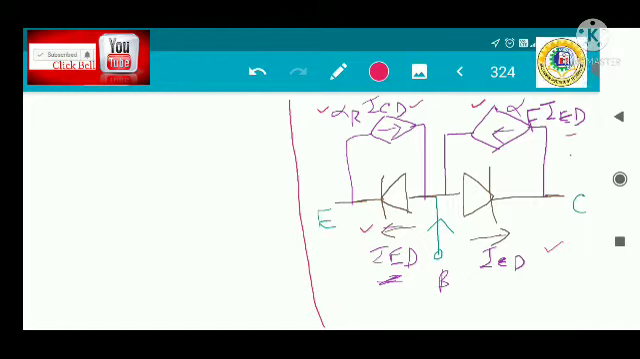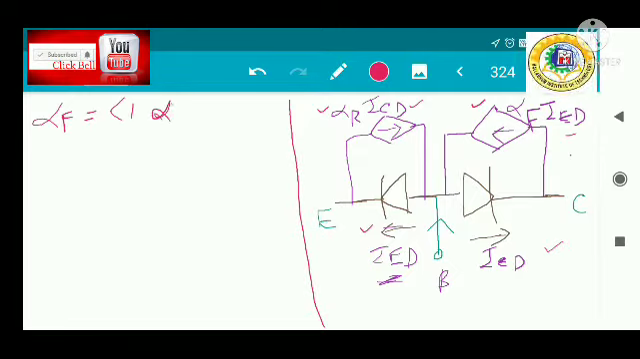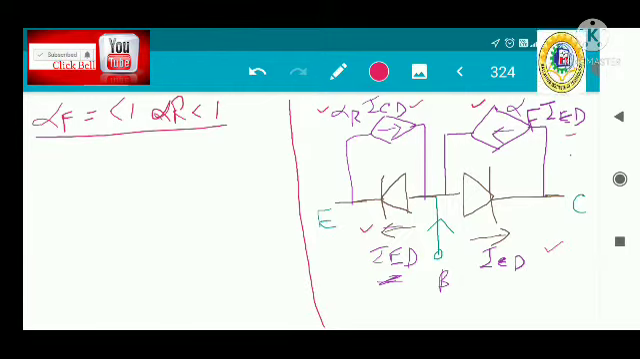Now alpha F is the forward current gain, and alpha F is always less than 1. Alpha R is the reverse current gain, which is also less than 1. Okay, these are the two things.